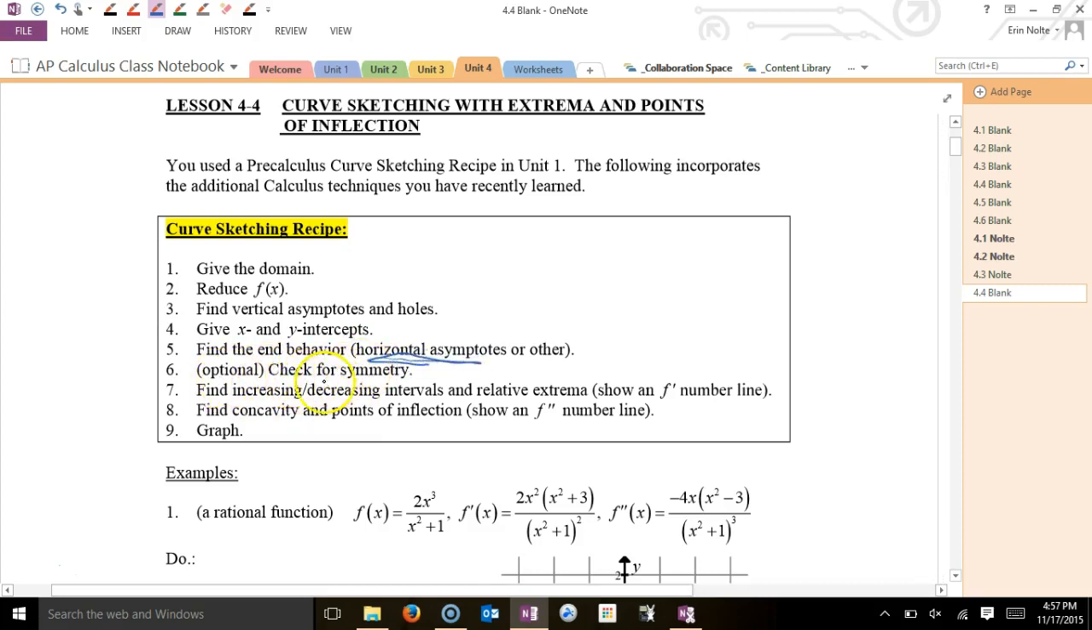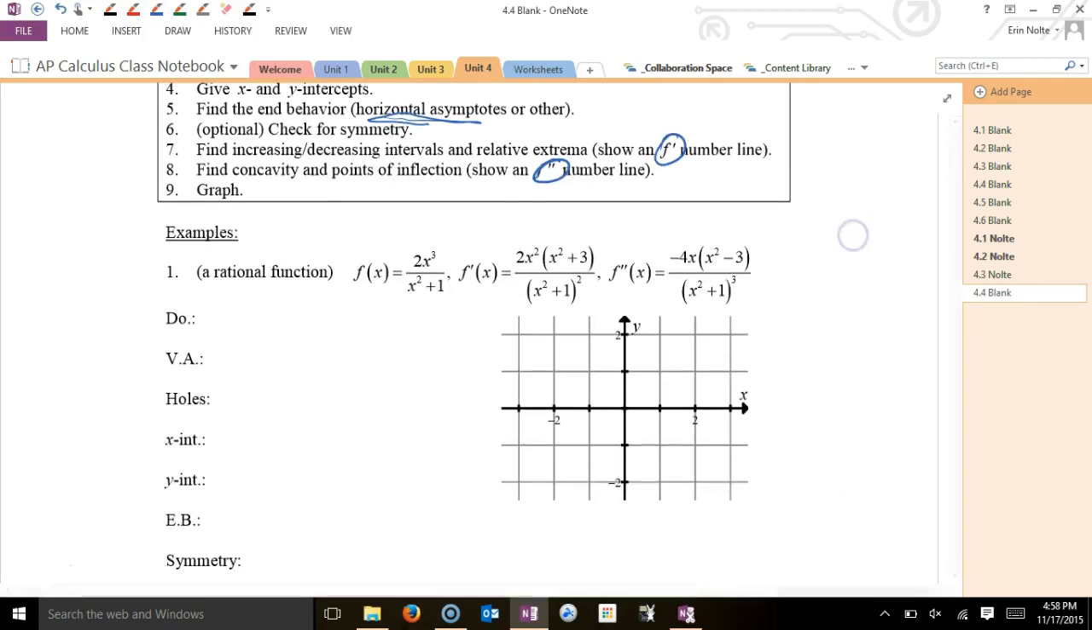You can check for symmetry, and then we can look for increasing and decreasing intervals. We're going to be using our first derivative for that, for critical values, for maximums and minimums. And then for 8, we'll use our second derivative for concavity and points of inflection. All right, so here's our first example.